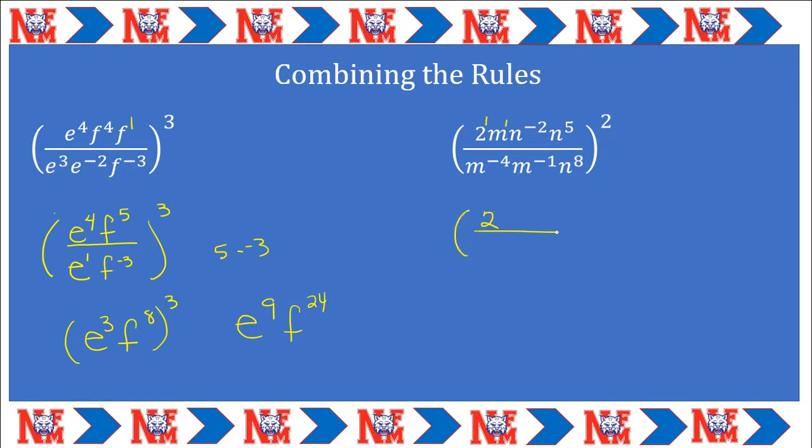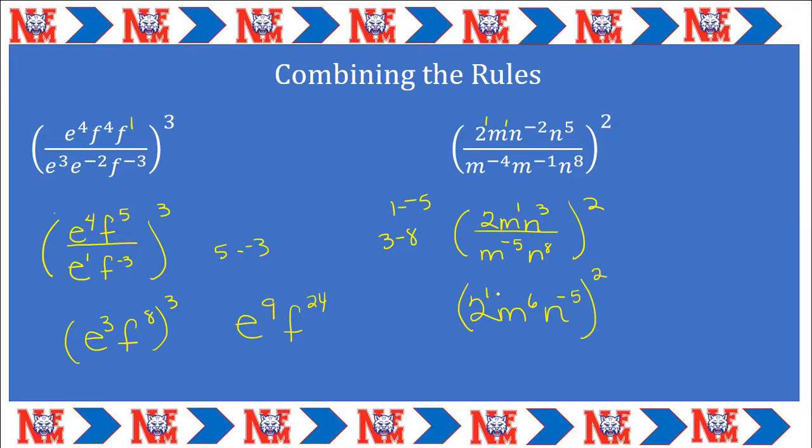So in my numerator, I have an m to the first. I can use the product rule on these n's, and I add them and get a 3. In the denominator, I use the product rule on the m's, and I get -5 when I add those. And now I'm going to use the quotient rule. So we have 2, and then 1 minus -5 gives us m to the 6th power. And then I have a factor of n. 3 minus 8 is -5, all raised to the power of 2.